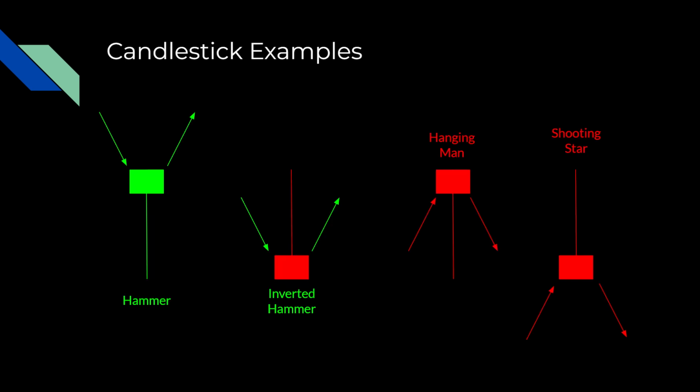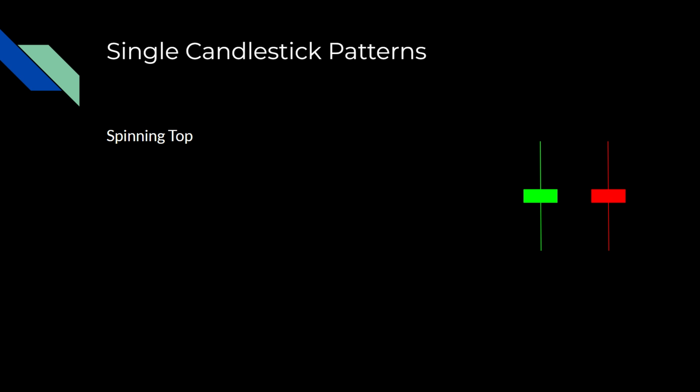Please take a moment to look through how these candlestick patterns may look like. The hammer and inverted hammer are typically located after a downtrend. The hanging man and shooting star are typically located after an uptrend. Next candlestick pattern we will show you is the spinning top. It is similar to a doji.